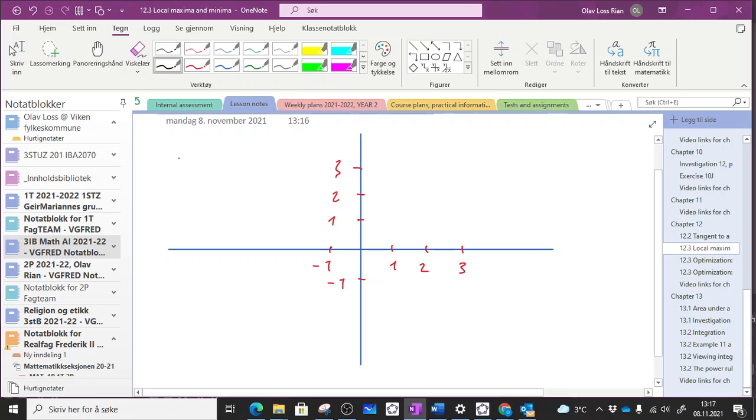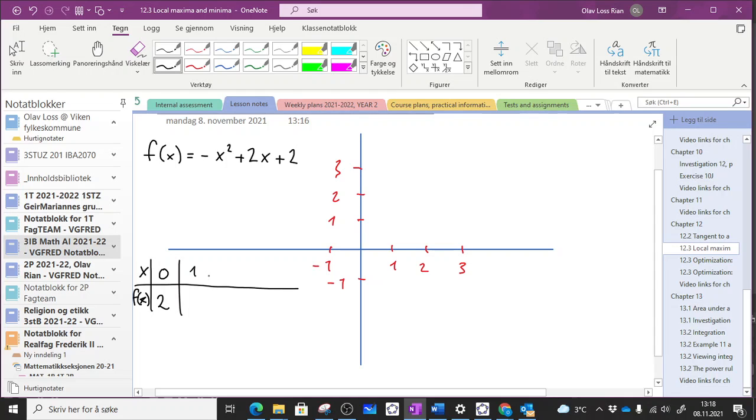so we want to draw the function f of x equal minus x squared plus 2x plus 2. And we can set up a value table for that function to plot the most important points. So we have x and f of x. If x is 0, what happens to the function? Well, the function value will be 2.